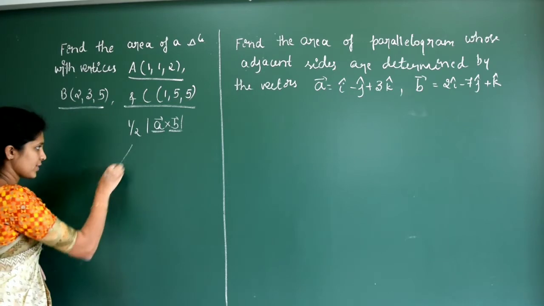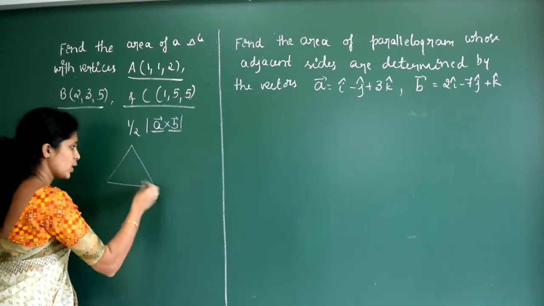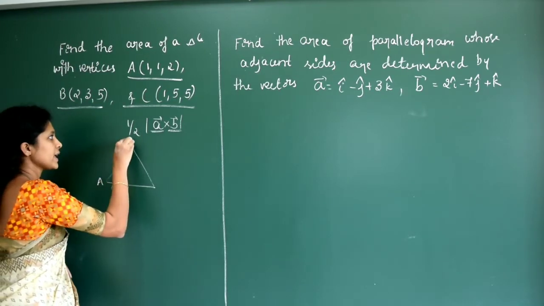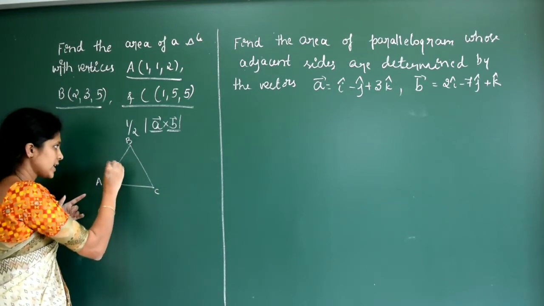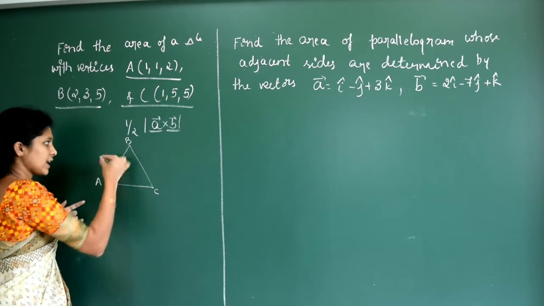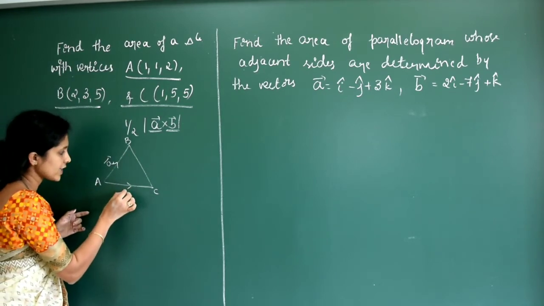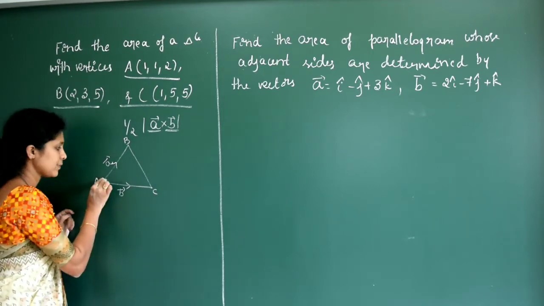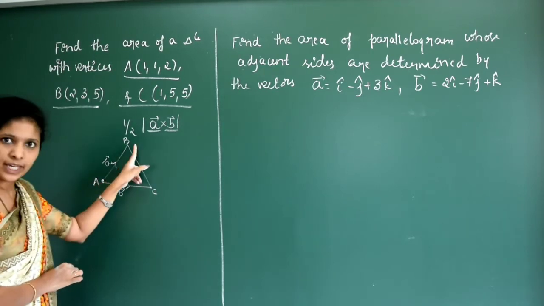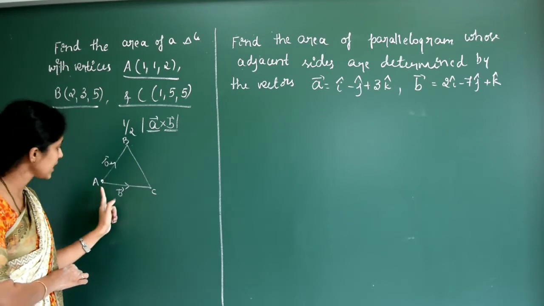First let us draw a triangle. This is not necessary, just draw a rough diagram. A, B, C. If I consider this as A, B, C, so what will be the vectors? One is AB vector, I can consider as A vector. Another one is AC vector, right? I can consider as B vector. Is it clear? This should be the point, right? One will be AB vector, another one will be AC vector.